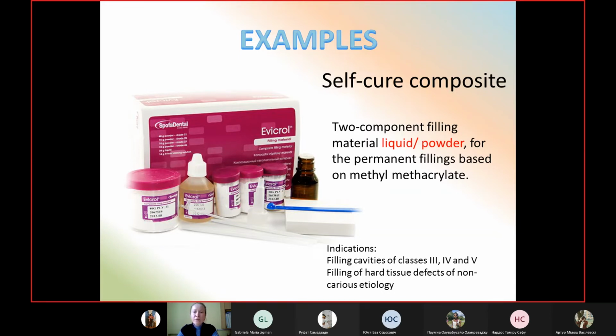I cannot say the first, but one of the first. And this formulation, powder liquid, is basically out of use today, but still the company Spofa Dental produces such a material, Evicrol, even till now. It has such indications: class 3, 4, and 5, filling of hard tissue defects of non-caries etiology. Of course, we should keep in mind that this material is not as aesthetic as modern nano-hybrid restorative materials.